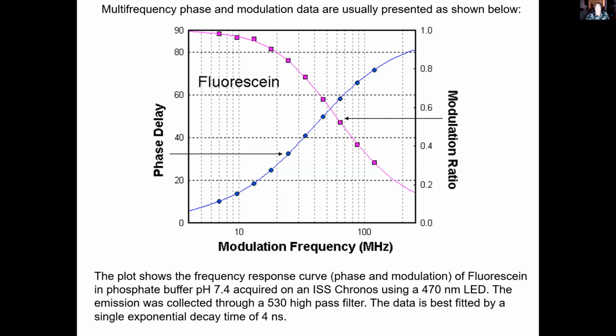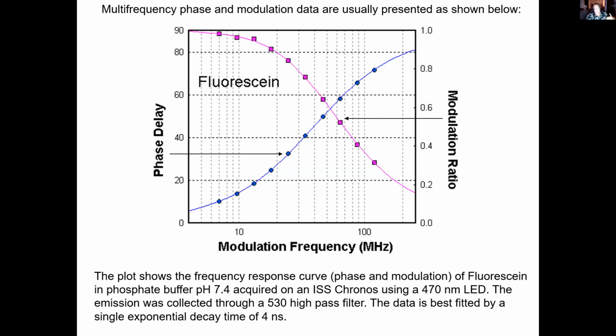So this is how frequency domain data is presented normally. You plot the phase delay, this is the blue circles, or the modulation ratios, the red squares, as a function of modulation frequency, the linear modulation frequency of the light. And we see the phase delay goes from 0 to 90 degrees. Modulation ratio can start at 1 and go down to 0. This is showing the fit for fluorescein in a cuvette, in an ISS lifetime machine. And the data is best fitted here by a single exponential of 4 nanoseconds.